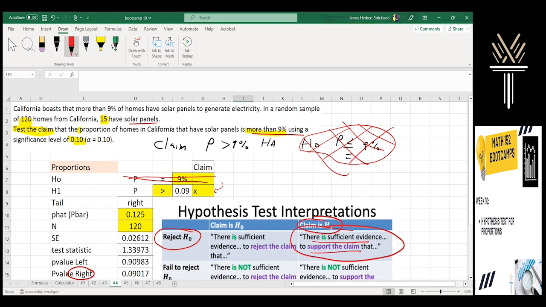But notice I don't state that the alternative is right. I just say that there's evidence to support it. There is sufficient evidence to support the claim that more than 9% have solar panels. I'm not saying it's right. There just seems to be evidence to support it. The only way you would actually know is if you went and did the population of homes in California. We can just say we either support or deny whatever claim we're working on.